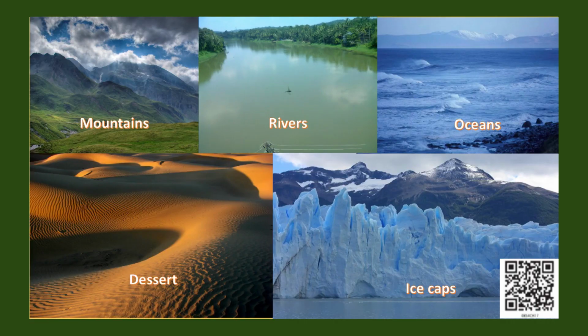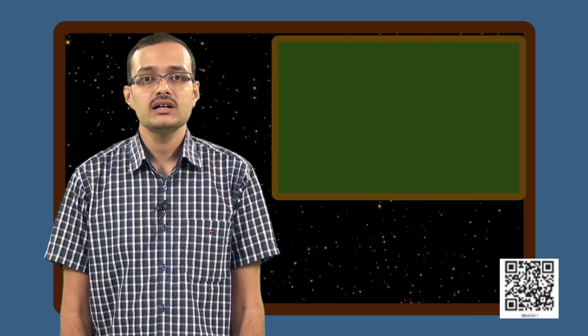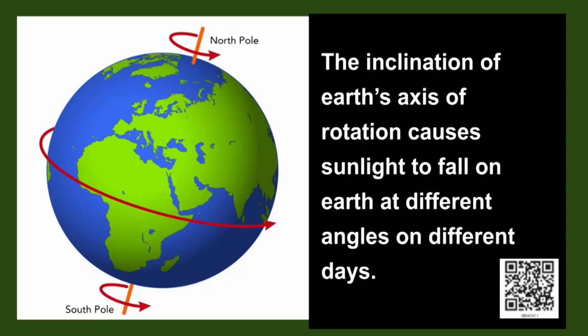On Earth, we see a lot of geographical features. We see mountains, rivers, oceans, deserts, ice caps, etc. Earth also has a weather system. We experience hot summers, cold winters, some places experience very heavy rainfall, some places experience snowfall, etc. Do you know why this happens? This is due to the rotation and revolution of the Earth.